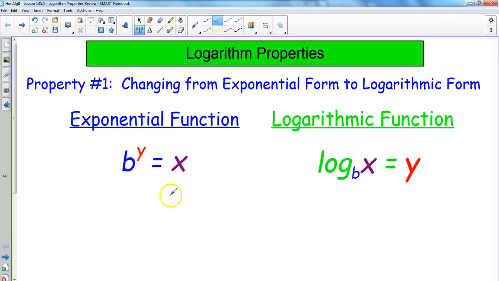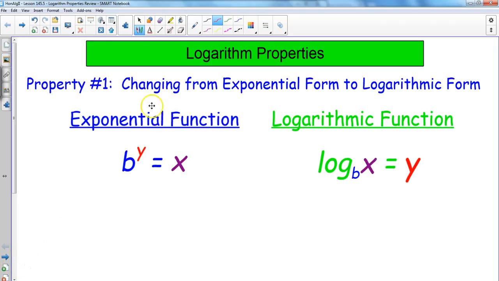Alright guys, this video is going to go over some of the basic logarithm properties that we've talked about. So all the way from the beginning when we first introduced logs up to, we're going to talk about 5 properties plus an additional use. So the first one that we talked about was just the basic way that we can express logarithms and how they relate to exponential functions.